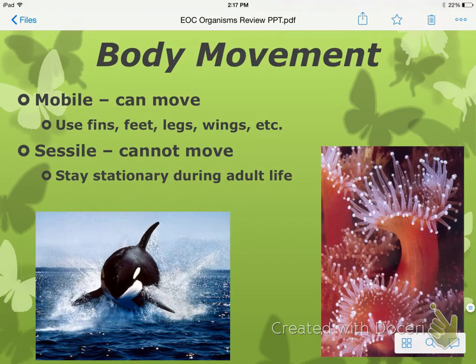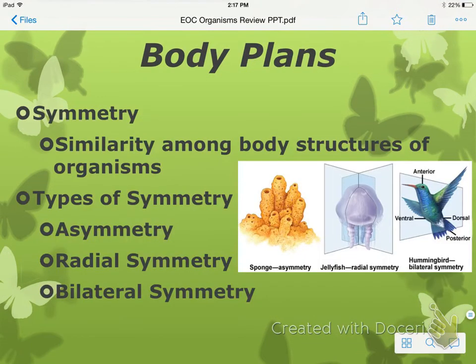So body movement. Most animals can move at some point in their life, so mobile means they can move. This is using fins, feet, legs, wings, anything an animal would use to move. Sessile means you cannot move. Now, even though these organisms, like a sea anemone, look like they're sessile their entire life, actually as juveniles they do move. So all animals at some point move in their lifetime.